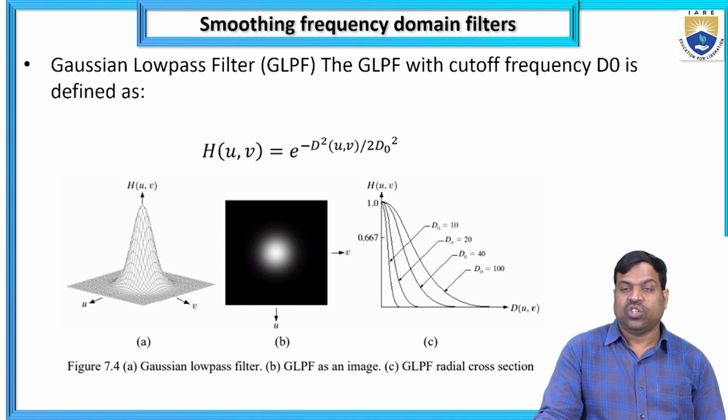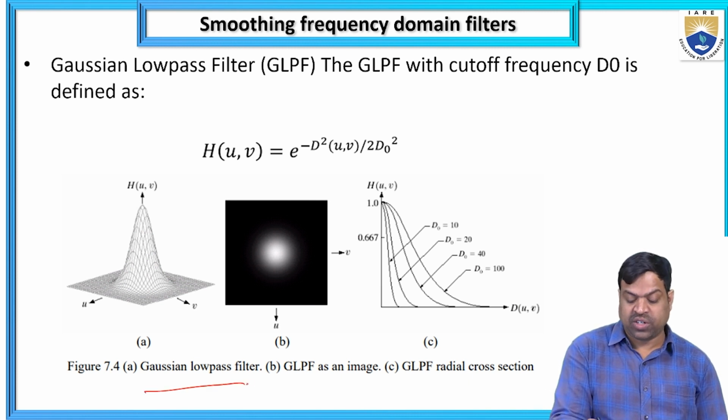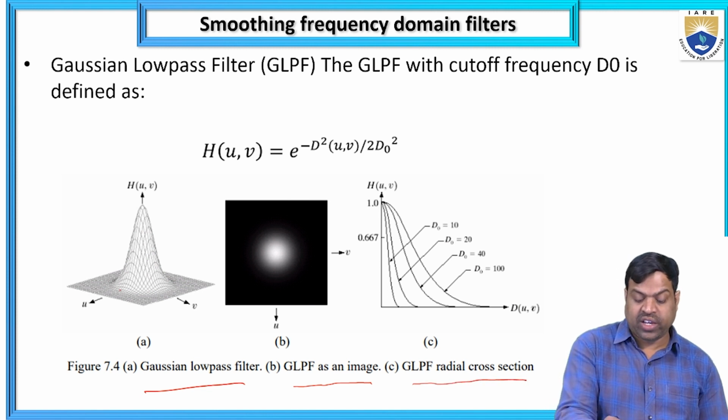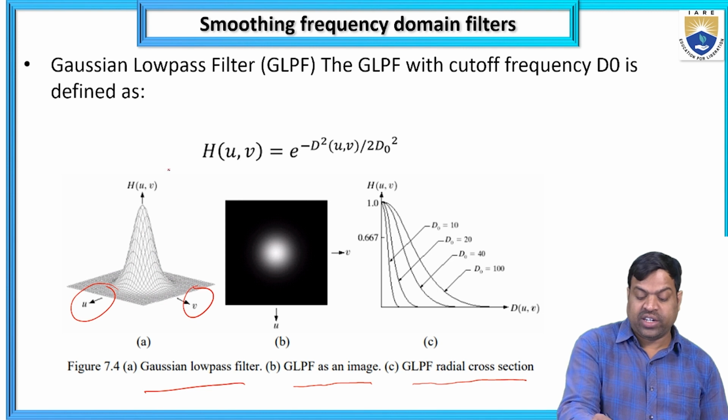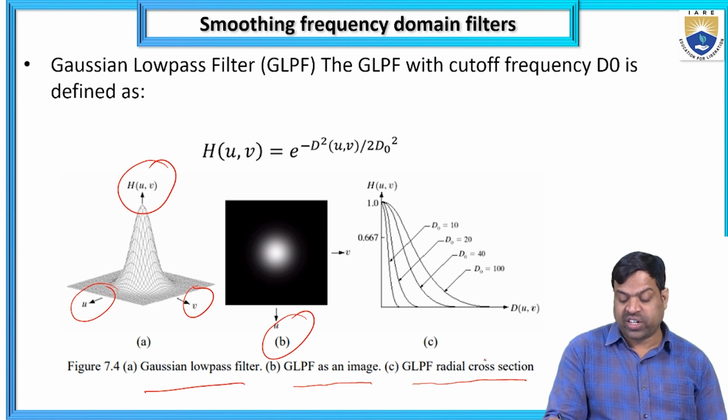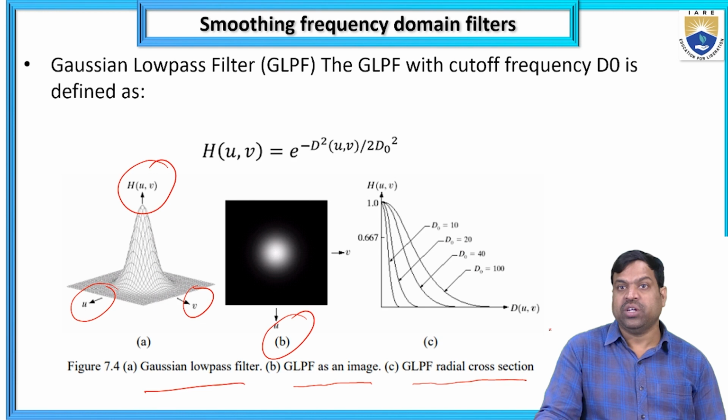So the Gaussian low pass filter, GLPF, with cutoff frequency D0 is defined as the Gaussian low pass filter, shown as an image, the Gaussian low pass filter radial cross section. Here the inputs are U comma V, and it is a function capital H of U comma V, the Gaussian low pass filter, shown as a radial cross section of the image.